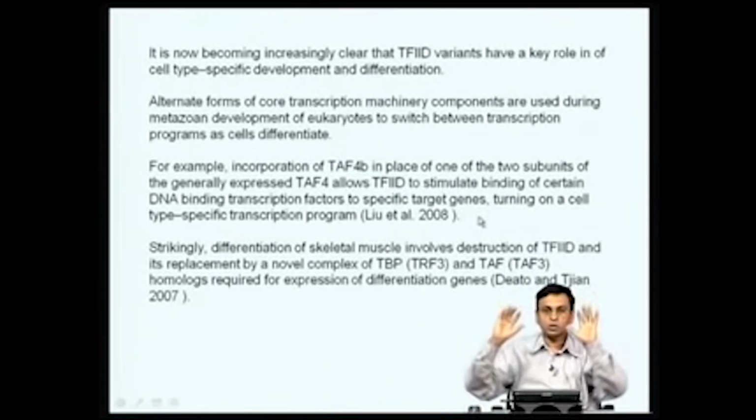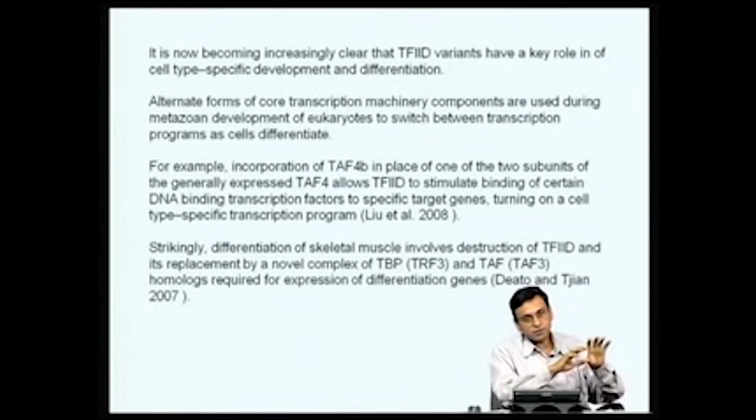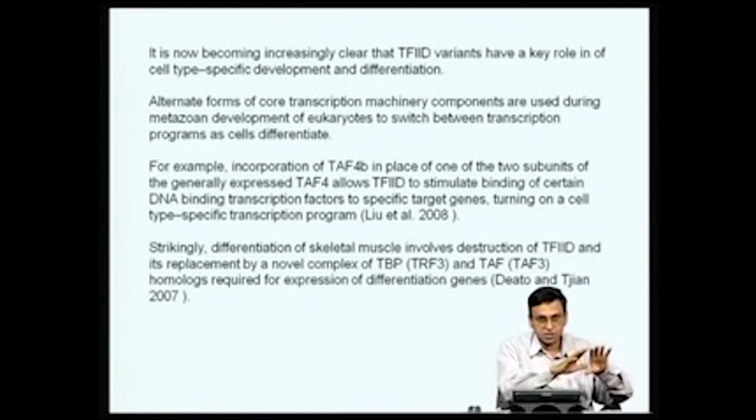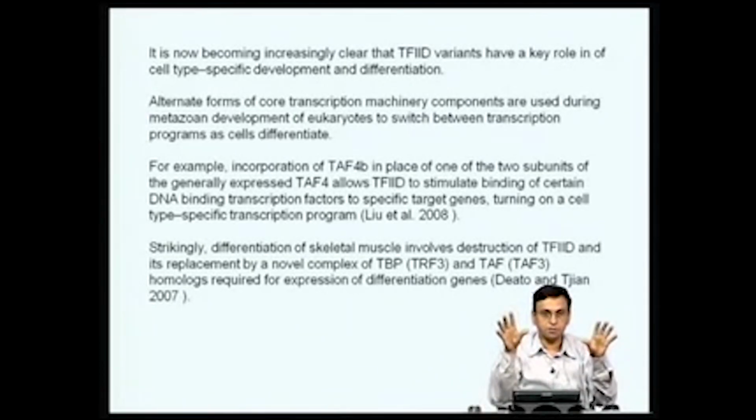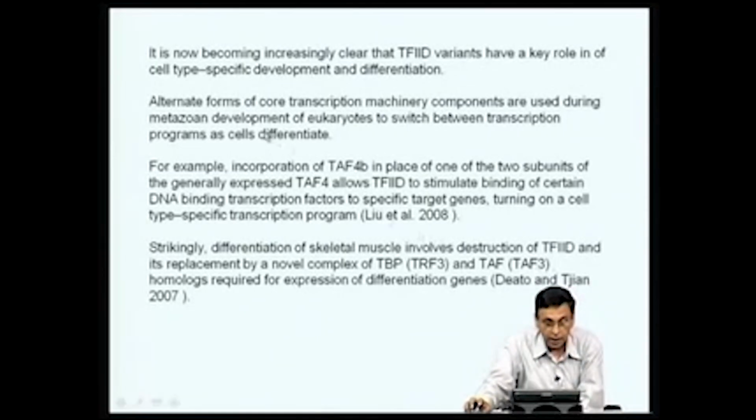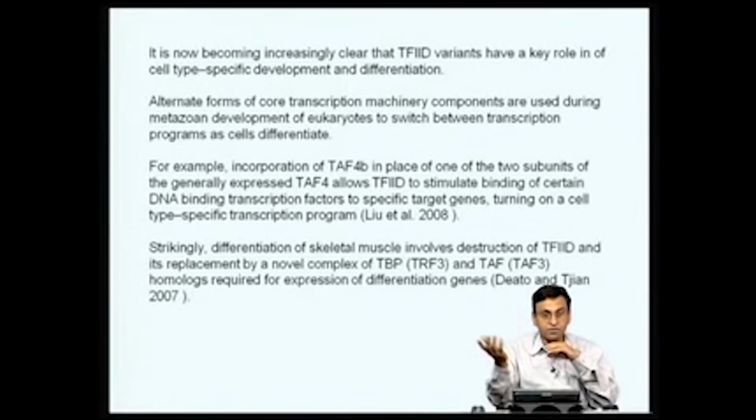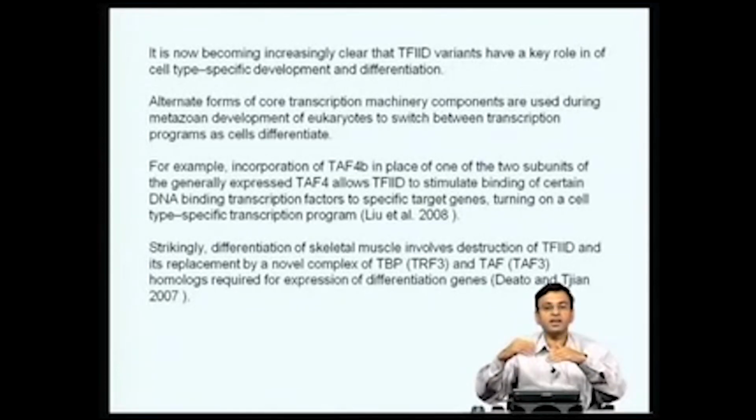So, what I told you so far is that variants of TAFs, tissue specific or cell type specific expression of TAFs, as well as TBP variants can contribute to differential gene regulation. That is the crux of what I told you so far, and it is now becoming very clear that TFIID variants have a key role in cell type specific development as well as differentiation. Alternate forms of core transcription machinery components are used during metazoan development of eukaryotes to switch between transcription programs as cells differentiate. So, you can see in the case of eukaryotes, by simply expressing different forms of general transcription factors, you can bring about differential gene regulation.